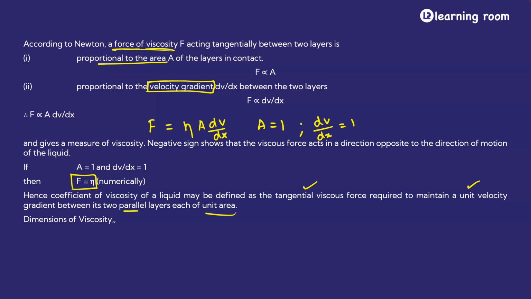So what will you get? Eta is equal to F divided by A into dV by dx. Newton divided by, what is area measured in? It is measured in meter square, into meter per second divided by meter. So Newton second meter power minus 2.